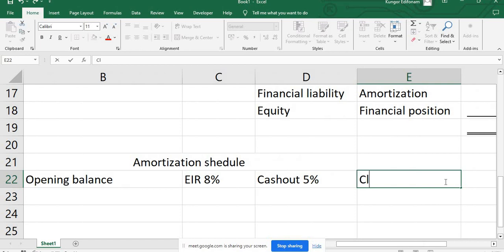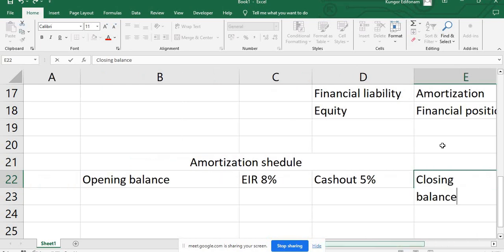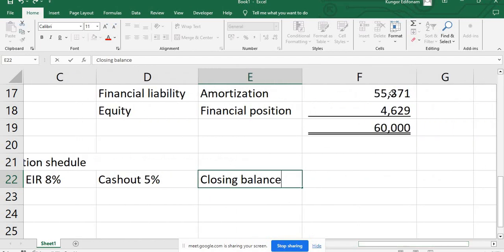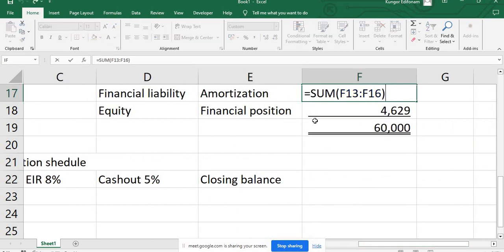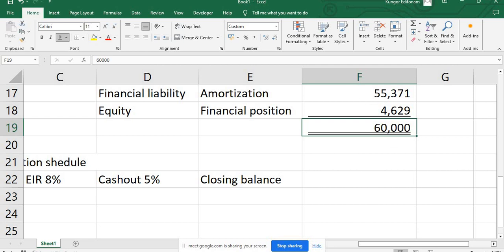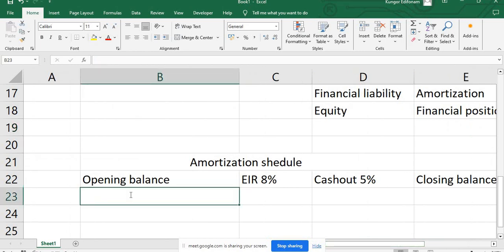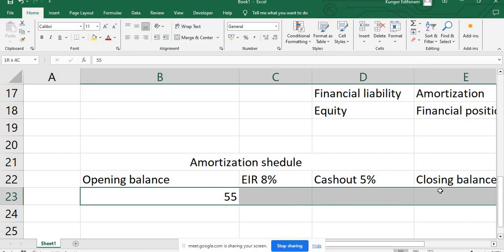So we have the closing balance. All right. The opening would be this amount, 55,371.